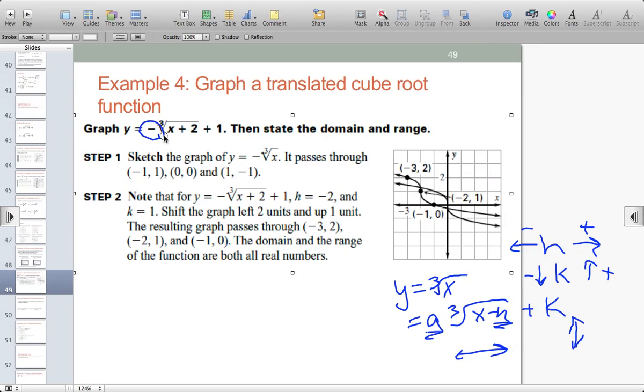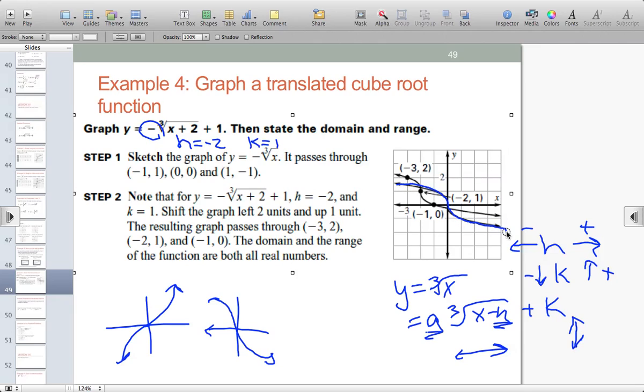We have a negative, so normally a positive cube root would go this way. A negative cube root is going to go the other direction, like that. As x gets bigger, y gets negative, and as x gets negative, y gets positive. It's going to have the opposite. We notice that we're adding 2, so that means h is equal to -2, and then k is equal to +1. So if I go to my normal graph, let's do this in blue.